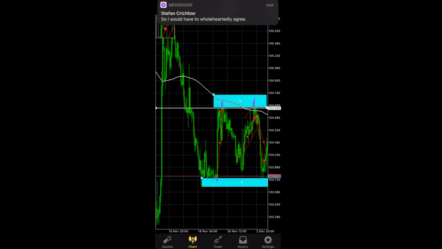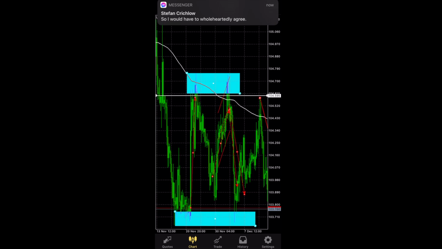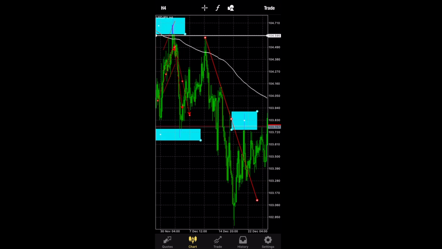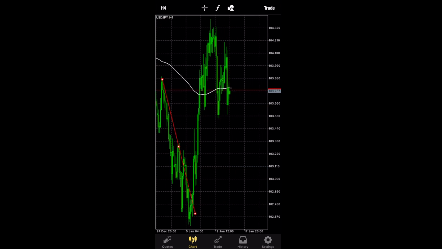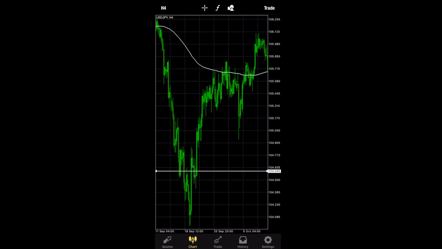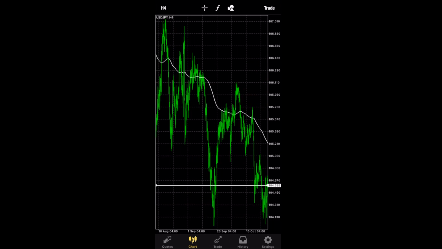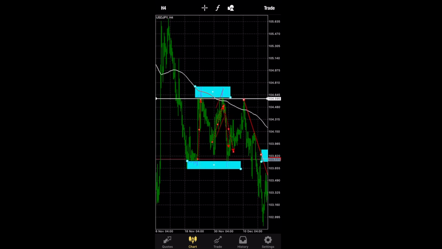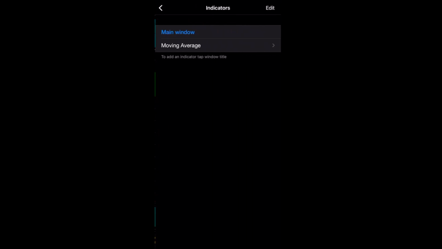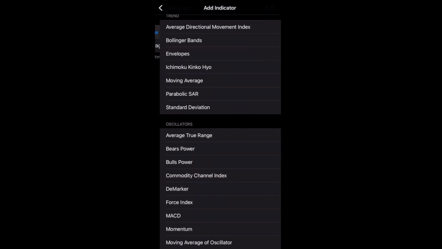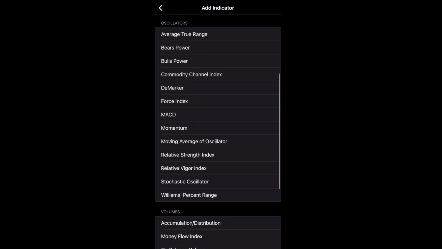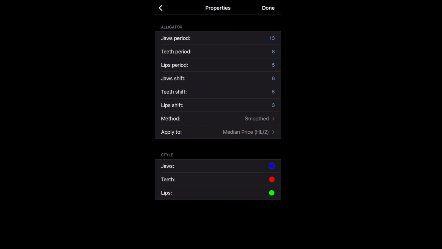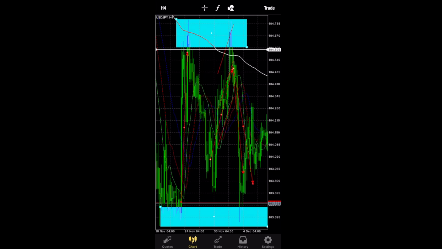As you guys can see, price respects the moving averages. It just does. It acts as a support and resistance. Okay, the next indicator that we are going to add is the alligator. Leave it as the settings that it comes with, the default settings.